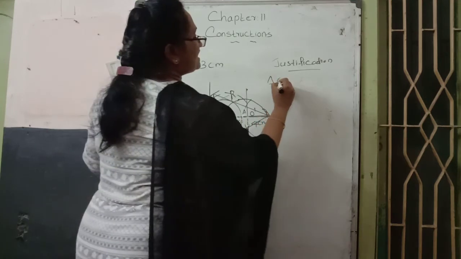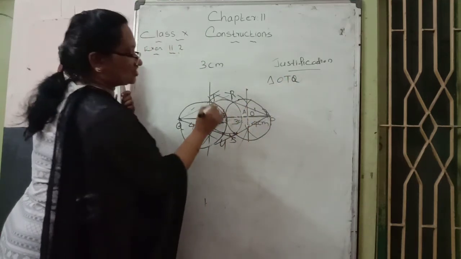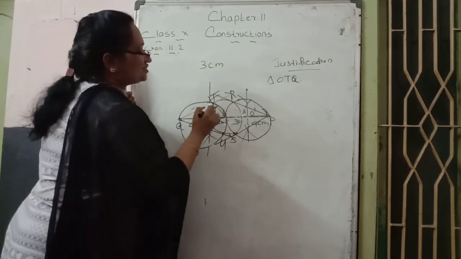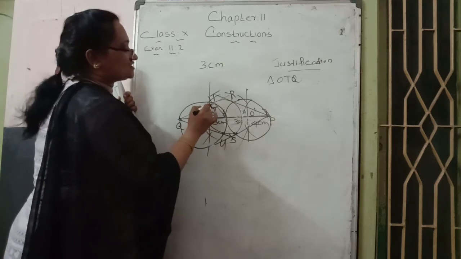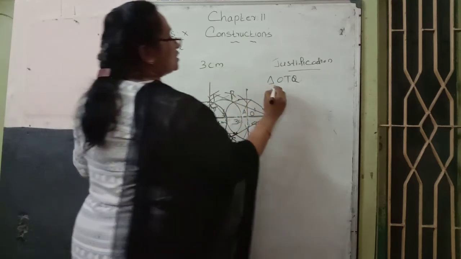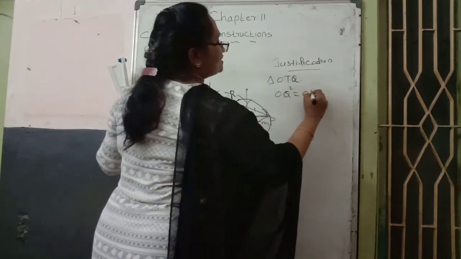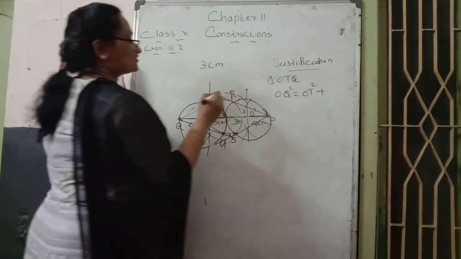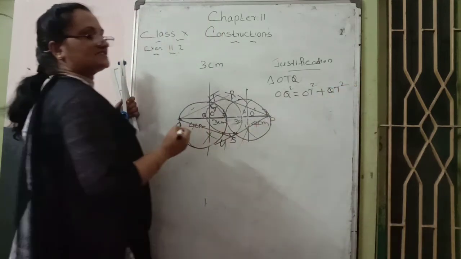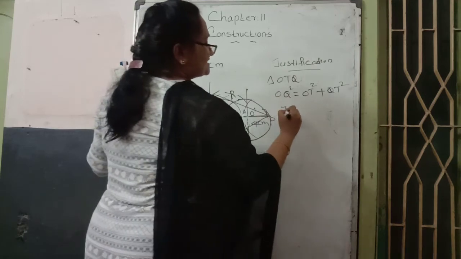OTQ is our right angle triangle. How do we get 90 degrees at T? Radius and tangent make 90 degrees. That's why vertex T becomes 90 degrees, and the opposite is Q. OQ is the hypotenuse and OT is the altitude, which is equal to the radius of the first circle, and QT is the base. OQ value is how much? O to Q distance, 4 plus 3, becomes 7 squared.